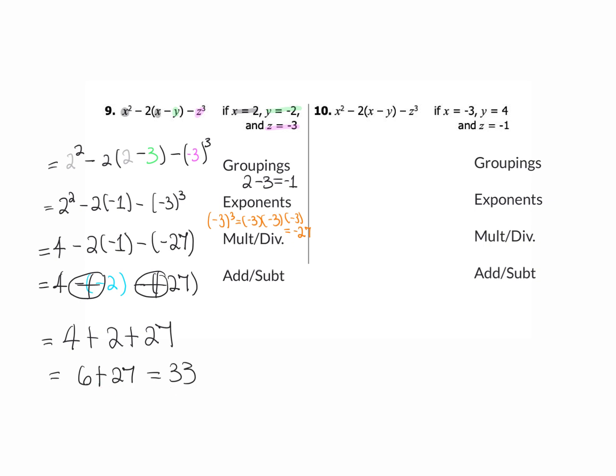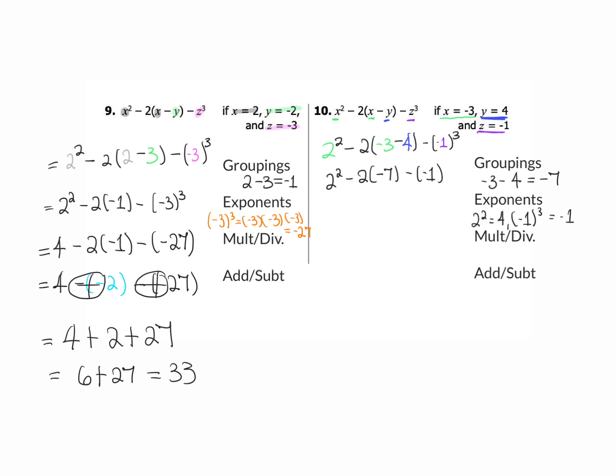So we're going to go ahead and do the same thing on this next problem. I substituted in, I color coded them, so just take a look at that. Now we're going to go through our order of operations again. For our groups, we have -3 minus 4, which is -7.